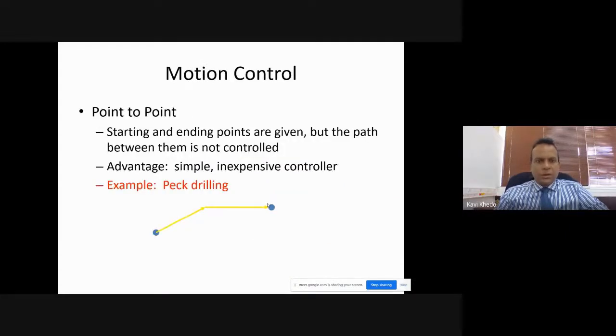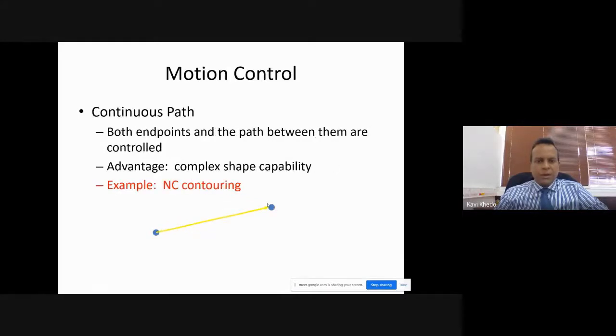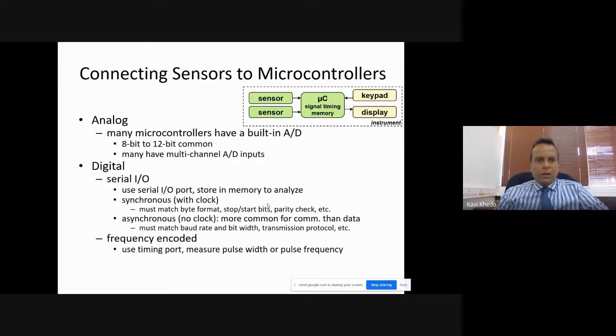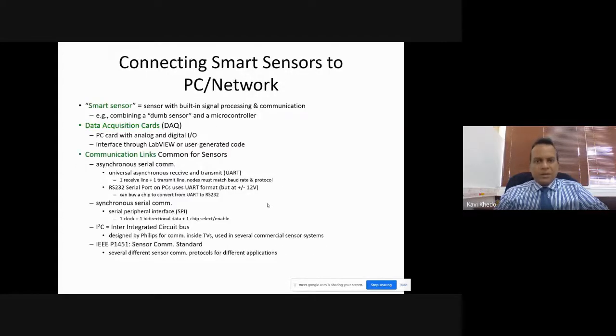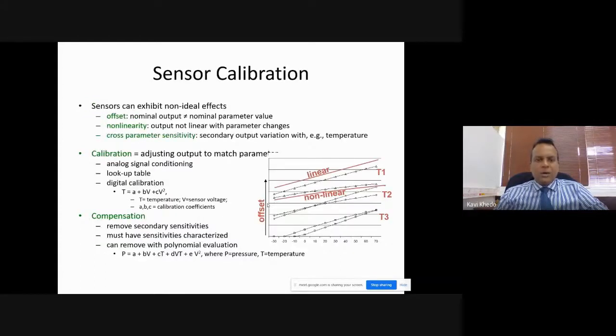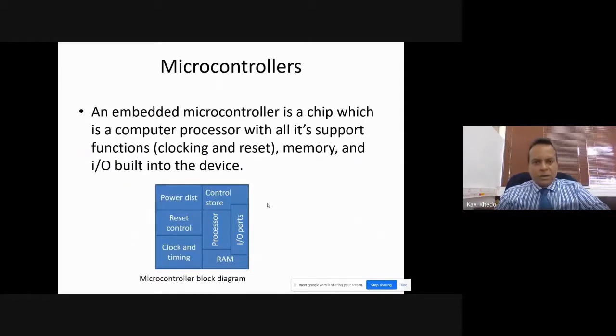Motion control in terms of point to point and continuous path that the motor follows, and connecting sensors to microcontrollers, the different considerations there. Connecting smart sensors to your PC or a particular network, the different considerations there. One important discussion was on sensor calibration. We have discussed at length that before using a sensor, before capturing values, you need to calibrate your sensor so it gives you correct values. This is where we reached last time.